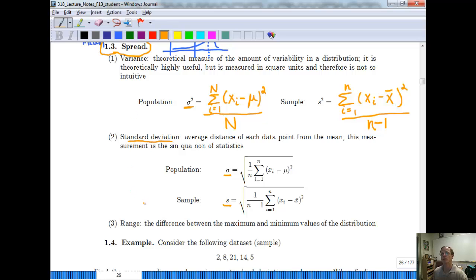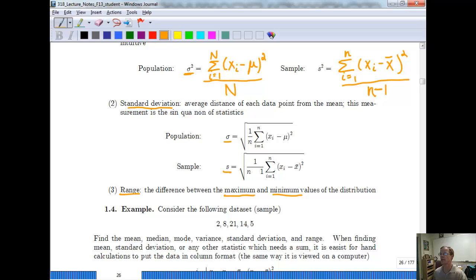Now, there's one other measure of spread, which is range. And the range is just the difference between max and min. So what I really need to do is illustrate both the measures of center and the measures of spread. Now, comment on why this n minus 1.